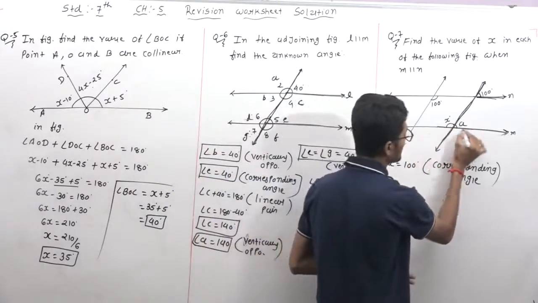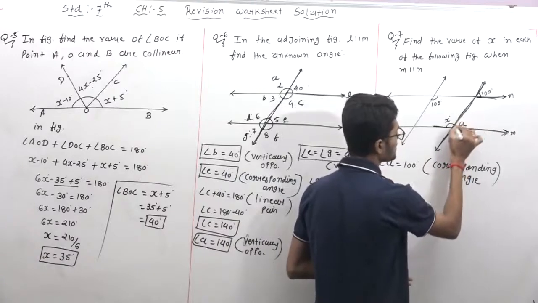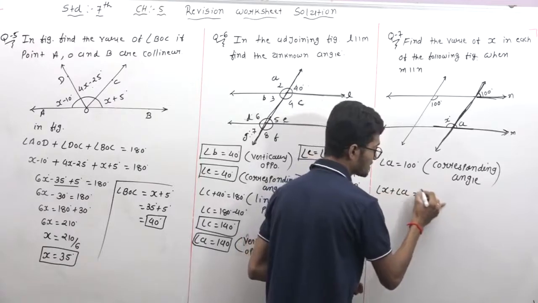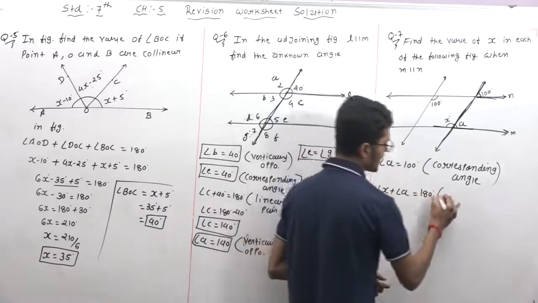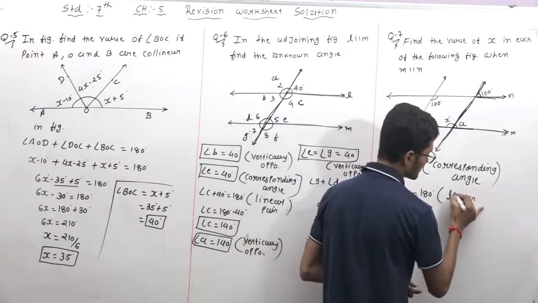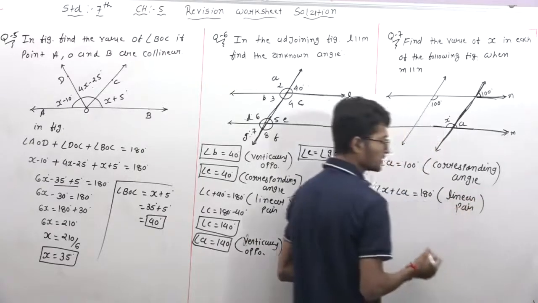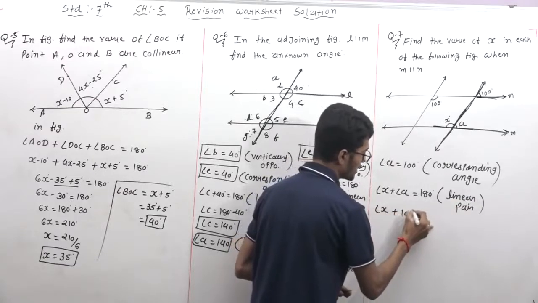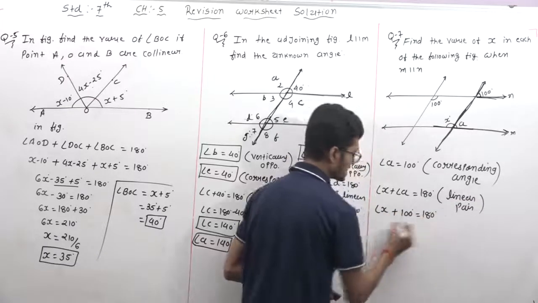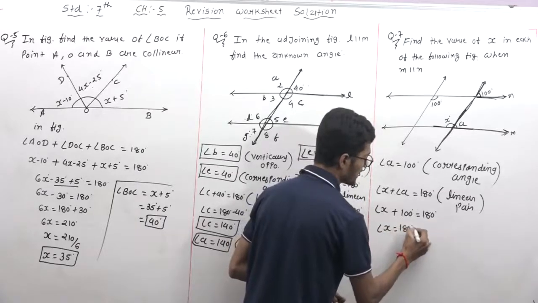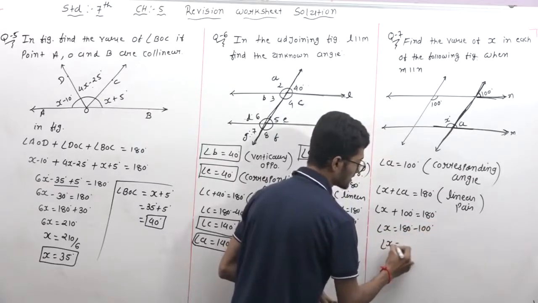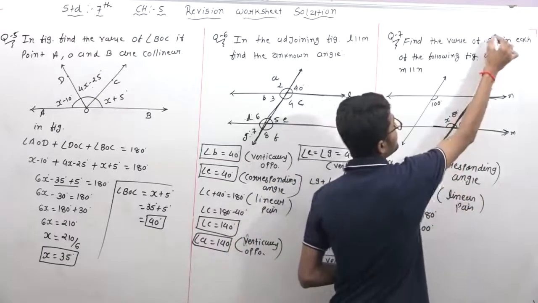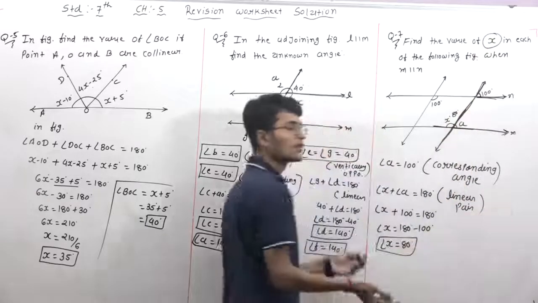But this one is a straight line, and this straight line is divided into how many parts? Two parts. It means angle x plus angle A is equal to 180. Why? Because this is a linear pair. Angle A is equal to 100 and this one is 180. So angle x is equal to 180 minus 100. So angle x is equal to 80 degrees. We have to find the value of x, and the value of x is equal to 80 degrees.